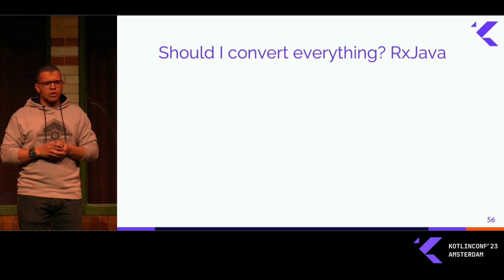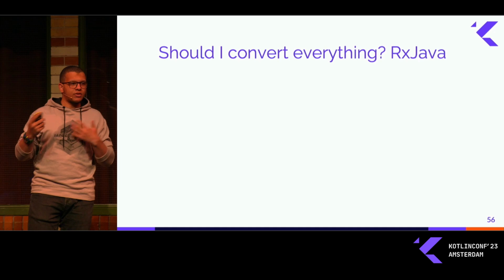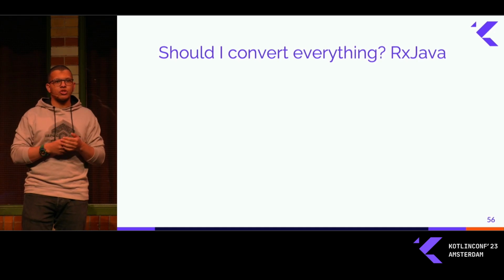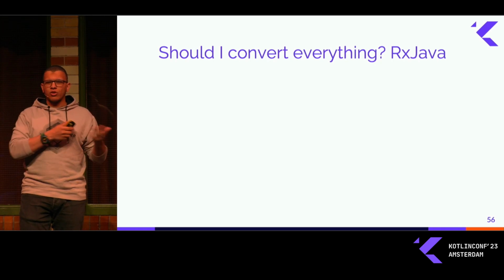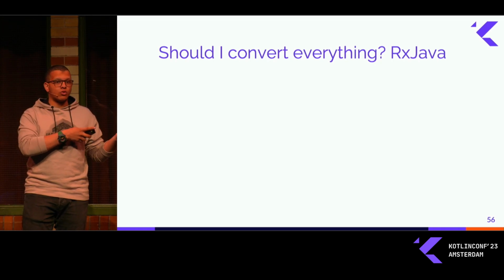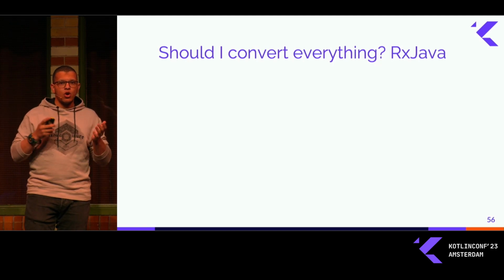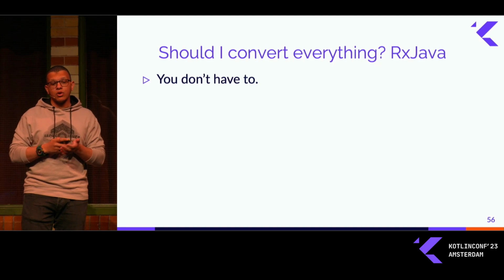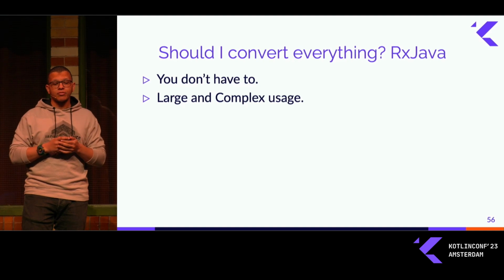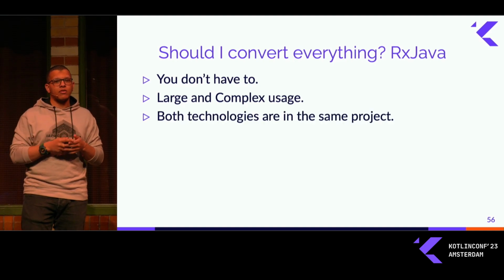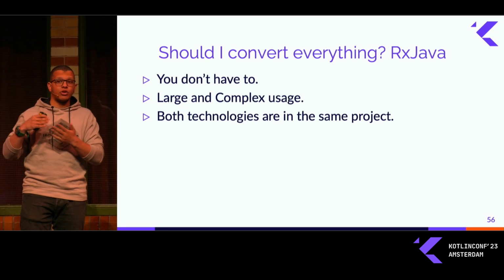All right, should I convert everything? In Kotlin, we do have a lot of new things, especially if we're coming from the Java world. For example, RxJava. I use it in the Java world, but in Kotlin, we do have coroutines and flows. Should we convert all the stack back to the Kotlin stuff? Well, you don't have to. Why? Especially if the usage is large and complex, right? And with RxJava, you can have both technologies in the same project. That's a beauty, so you can do the migration incrementally.